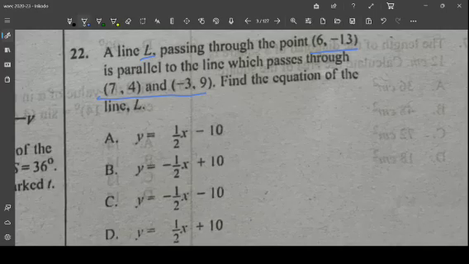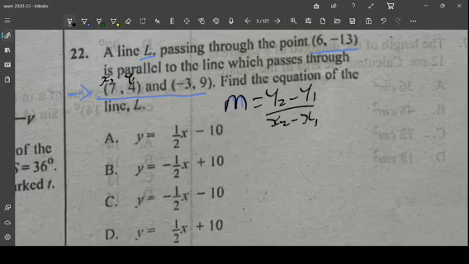When two lines are parallel, then their gradients are equal. So from this second line, we can find its gradient, and we know that it is also equal to the gradient of our line L. All right, so what's the formula for finding the gradient of this line? The gradient, which is usually referred to as m, is equal to y2 minus y1 over x2 minus x1. From here, I can see this is my x1 and this is y1, and this is my x2 and this is y2.